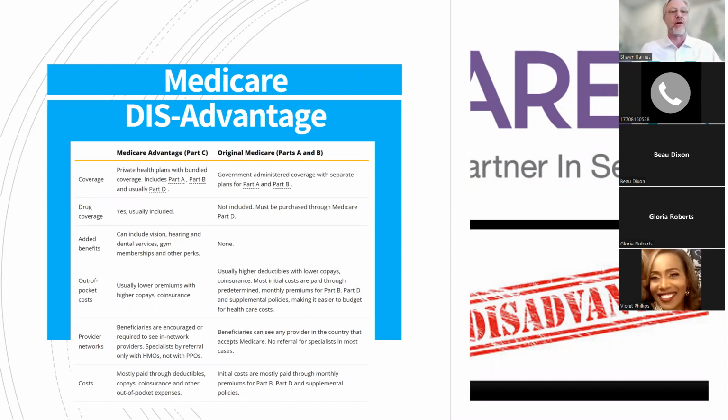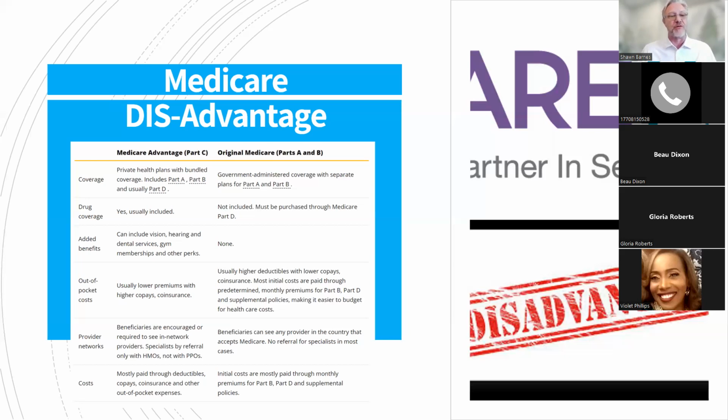Added benefits, there are really none with Original Medicare, at least none in terms of things like vision, hearing, dental, gym memberships, and other perks. There are other benefits. And Gail, I'll get to your question in a minute. Out-of-pocket costs, usually lower premiums with higher copays, usually higher deductibles with lower copays with Medicare, and most initial costs are paid through monthly premiums, making it easier to budget.